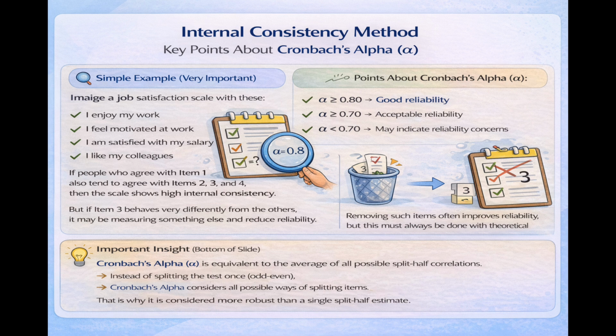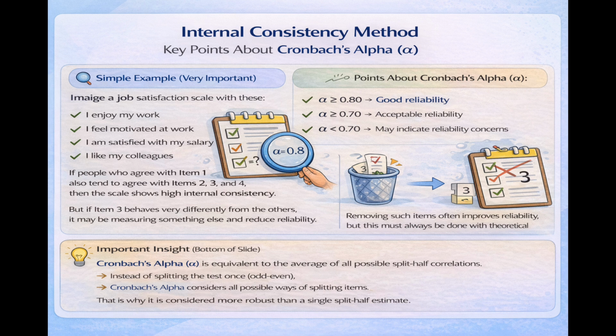Although exact cutoffs depend on context, general guidelines are alpha greater than or equal to 0.80, good reliability. Alpha greater than or equal to 0.70, acceptable reliability. Alpha less than 0.70 may indicate reliability concerns. For exploratory research, 0.70 is often acceptable. For established scales, higher values are expected.